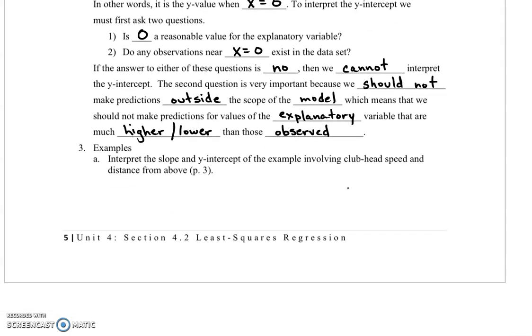So for example, if we go back to our club head speed and golf ball distance, let's interpret the slope and the y-intercept. So just as a reminder, our equation was y hat equals 3.1661x minus 55.7966.